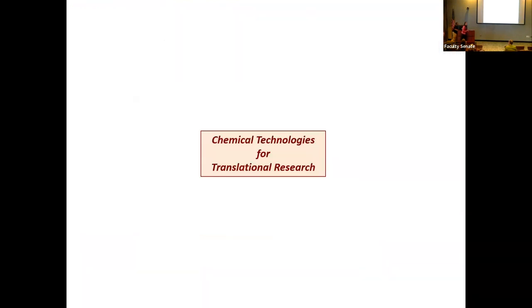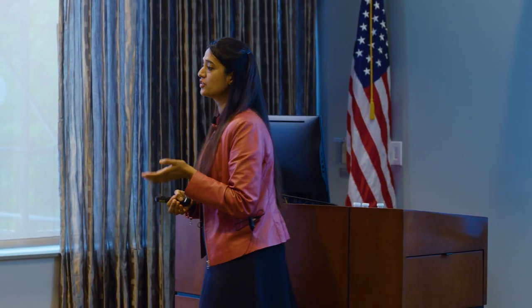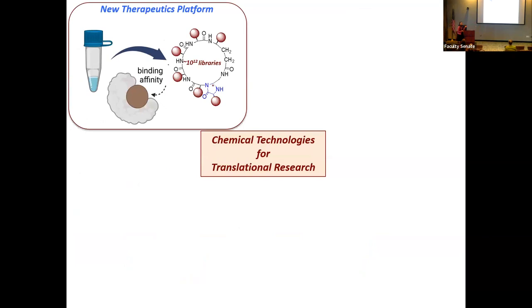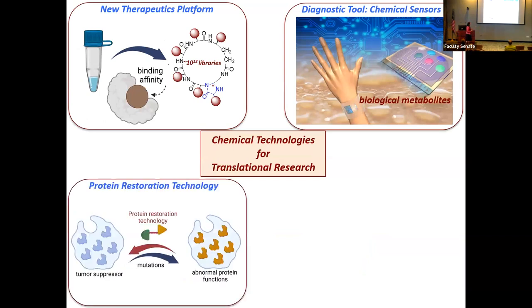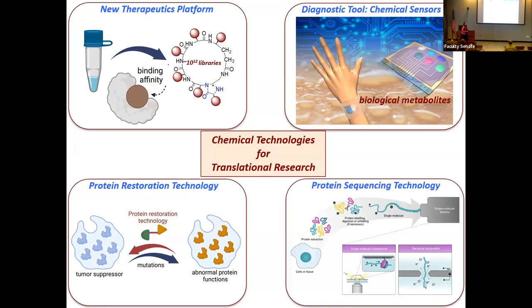Okay, cool. So the major theme of my research, if you look at all the projects, and I'm going to explain all of those projects one by one, is to develop chemical technologies for translational research. We are currently working in four different areas and four different technologies we are developing. One of them is a technology platform for developing new therapeutics. Another one is a technology platform for diagnostic tools. The third is a protein restoration technology to control the bad functions of proteins. And finally, we are also working towards developing methods for protein sequencing technology.